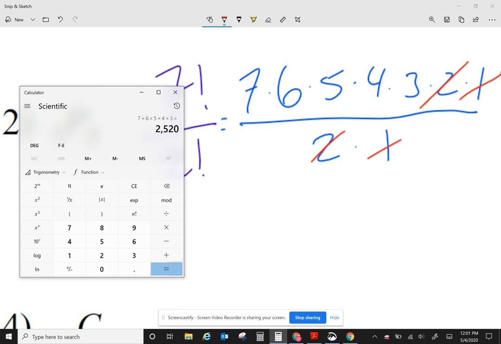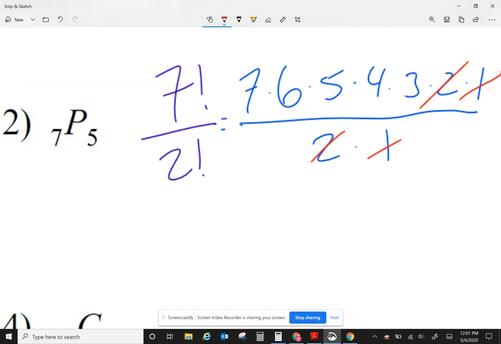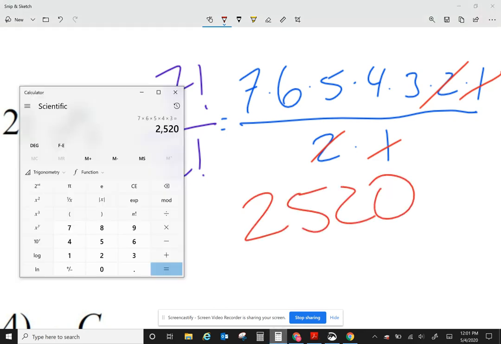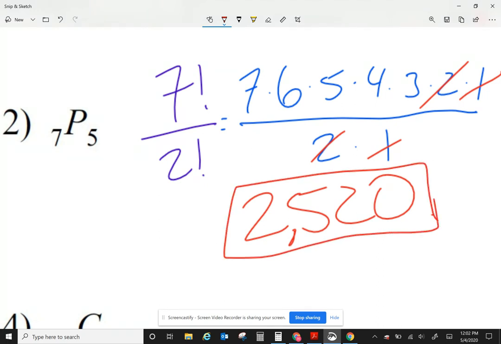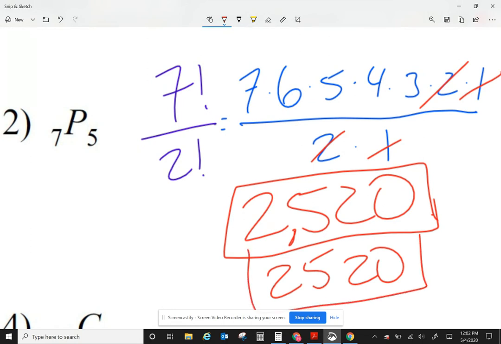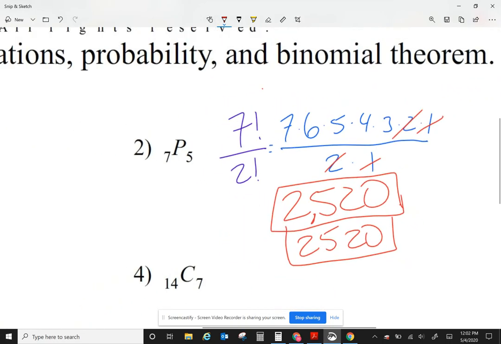That is 2,520. So my answer would be 2,520. Now, when you type this, it's optional if you want to put the little comma, because I know back in elementary, you were told you must separate the numbers by groups of 3. So 2,520. You can type in the comma, or if you just type in the digits 2520, the homework will be marked correct. Either way, the little comma is optional. So that's how we do permutation.